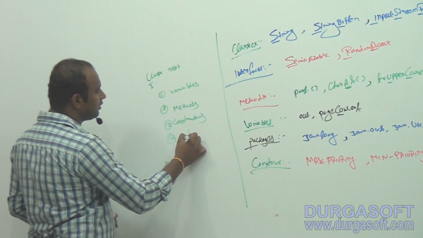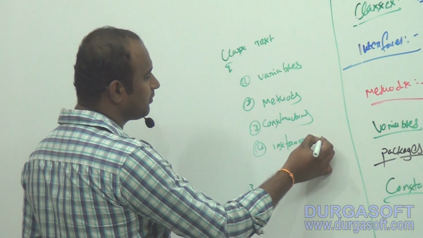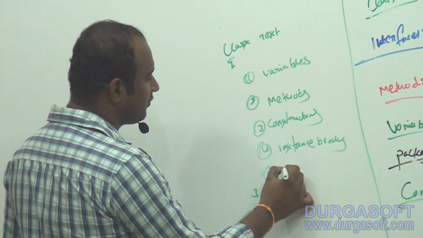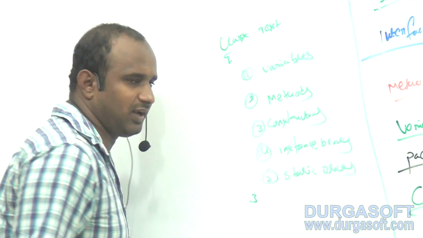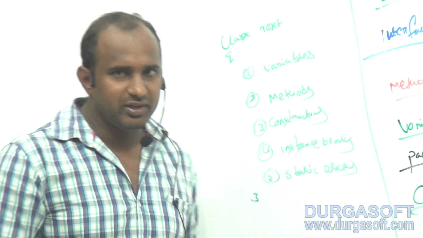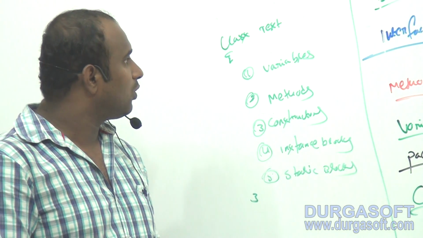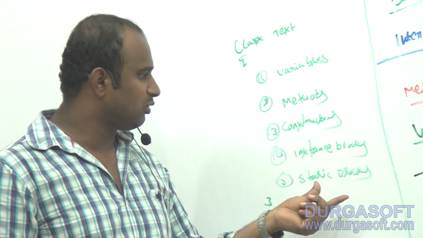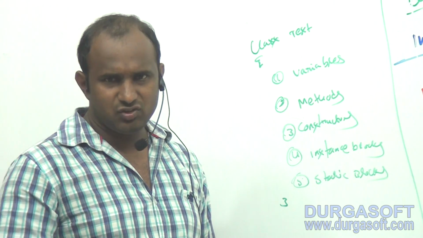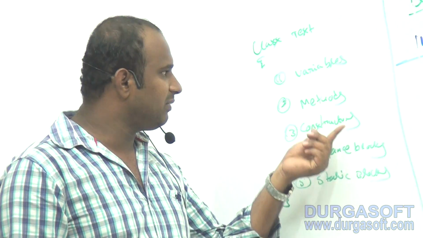The fourth one is the instance blocks. Fifth one is the static blocks. Obviously the class contains how many elements total? 5 elements. What are the 5 elements here? Variables, methods, constructors, instance blocks and static blocks. In the next videos we will discuss each and every element in detail.